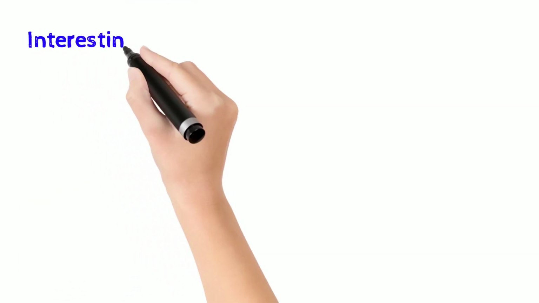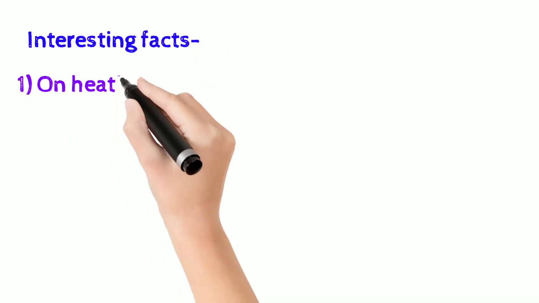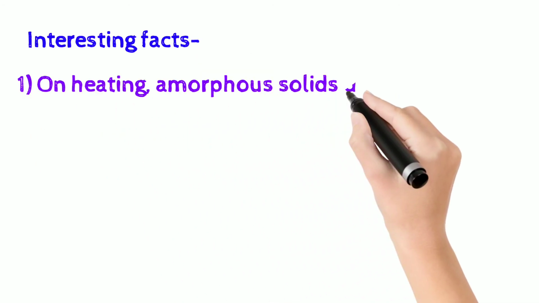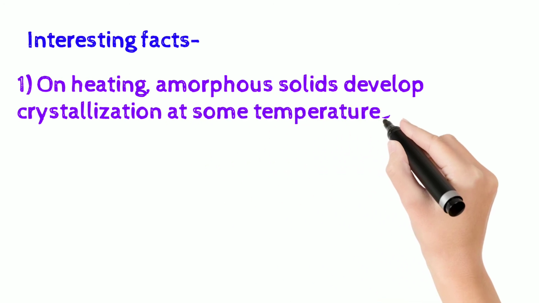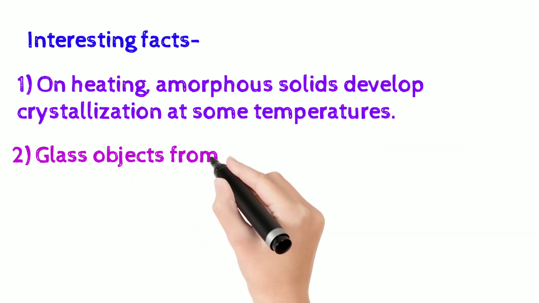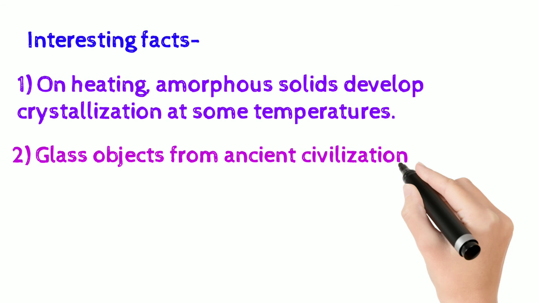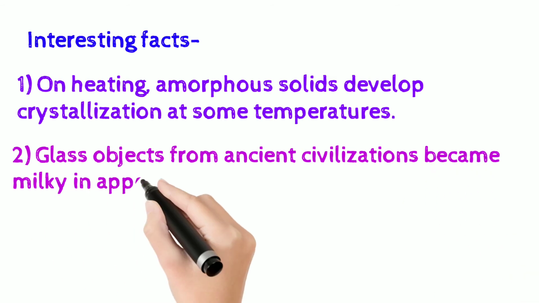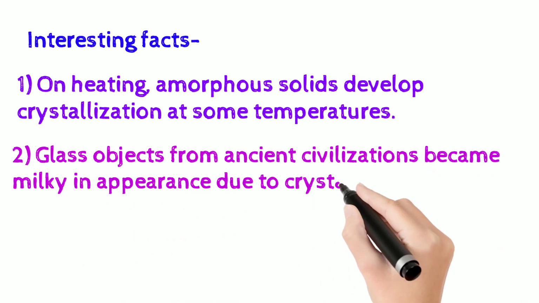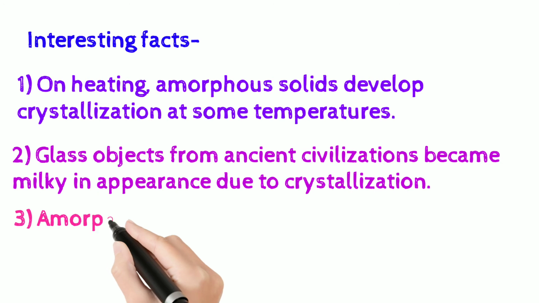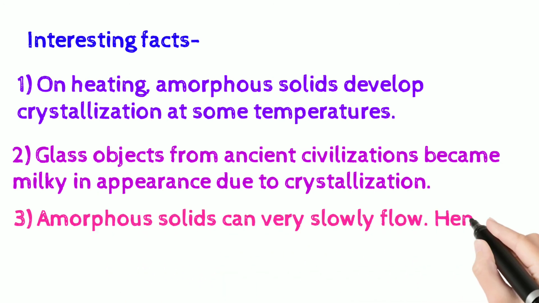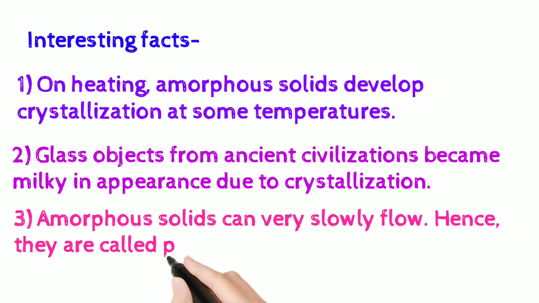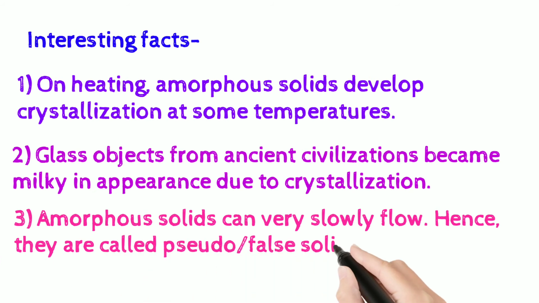Now let us look at some of the interesting facts. On heating, amorphous solids develop crystallization in them at some temperatures. The second point is glass objects from ancient civilizations, they are found to become slightly milky in appearance because of the presence of crystallization in them. Amorphous solids can flow though very slowly, and hence they are also called pseudo-solids. Pseudo means false solids or supercooled liquids.